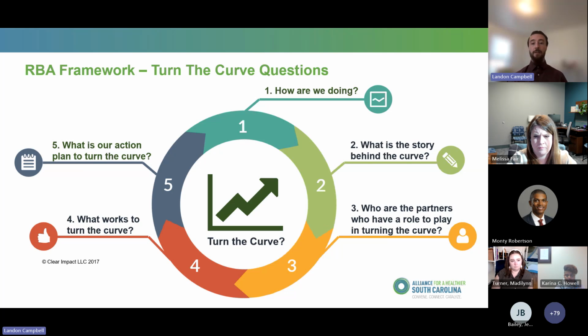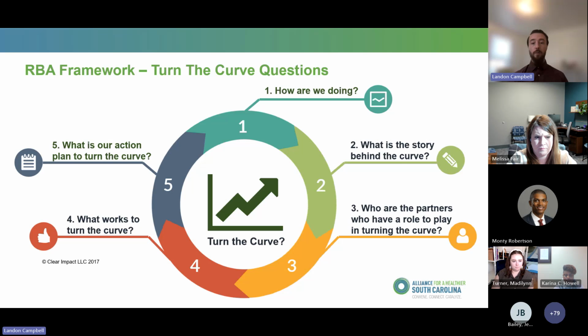The third question focuses on who needs to be at the table to address the context that we started to put together in these first two questions. So this includes consideration of our traditional partners, as well as non-traditional partners, and strategies to garner participation where needed. So making sure that everybody is at the table that needs to be at the table for us to address our results of interest.